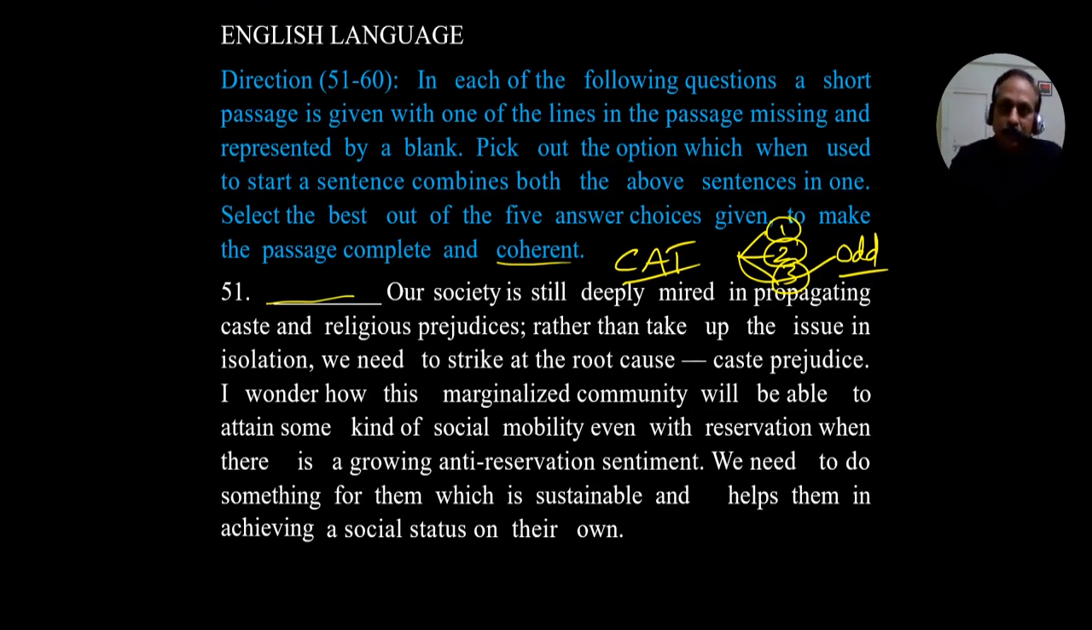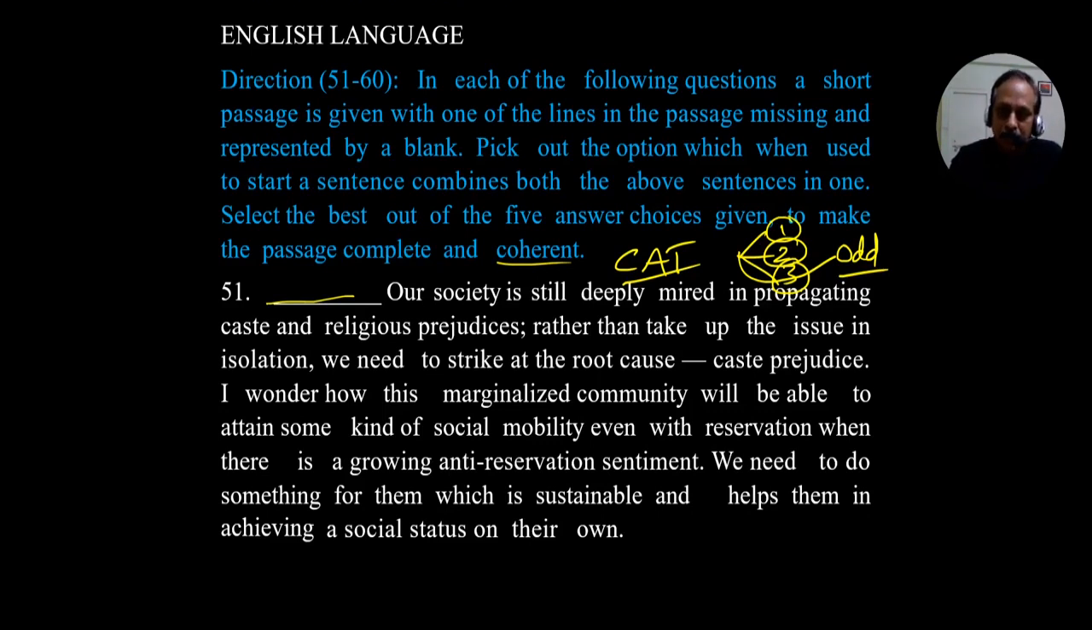So let us start, I will read the first one. Our society is still deeply mired. Mire actually means to get stuck in mud, M-U-D, mud. Someone gets stuck in mud, we use the word mire. In this context, it means to get stuck in caste and religious prejudices.